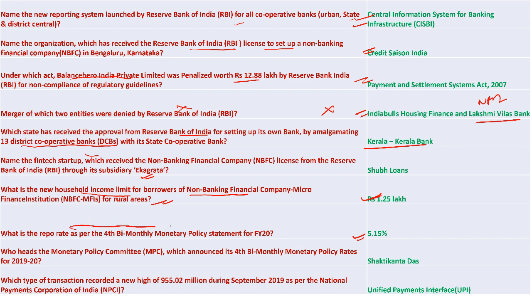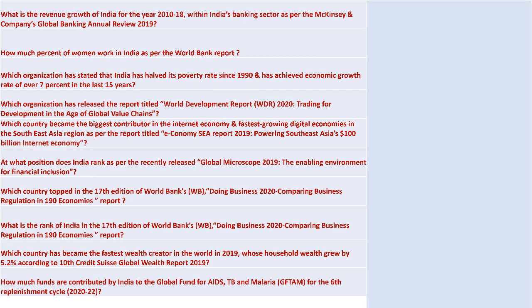5.15 is the latest repo rate, with the policy corridor of 0.25. I hope you know that, right? So 5.40, and this will become 4.90, right? So the reverse repo here, the bank rate there, right? Who heads the MPC which announced it? Of course, RBI Governor Shaktikanta Das. Which type of transaction recorded the highest, 955 million or close to a billion, on September 29 as per NPCI? That's UPI, Unified Payments Interface, and hence was put in your abbreviation question. Try these.